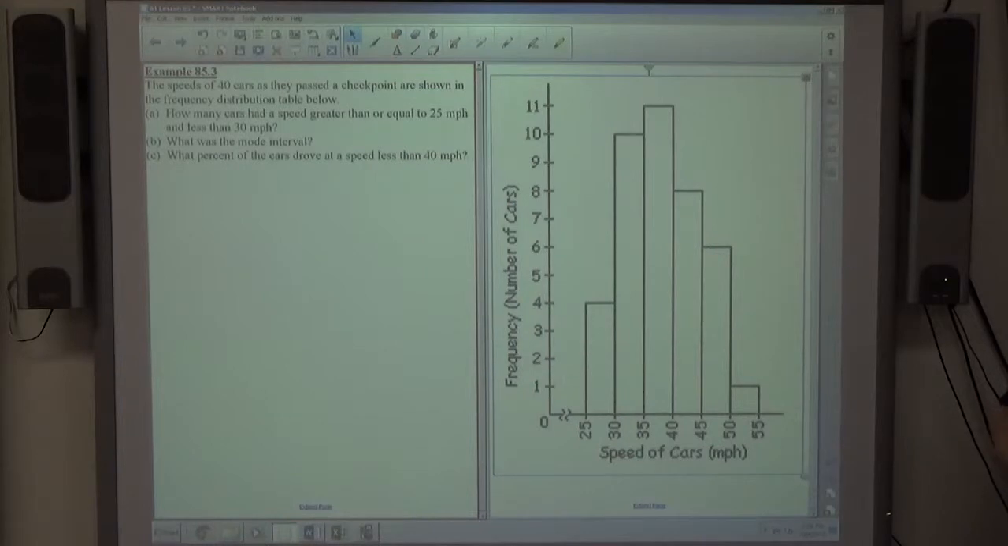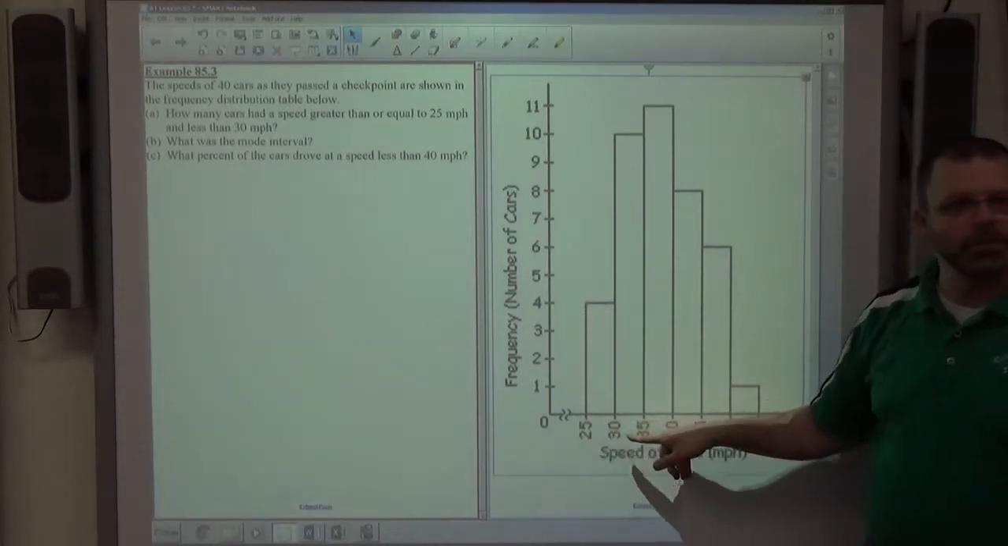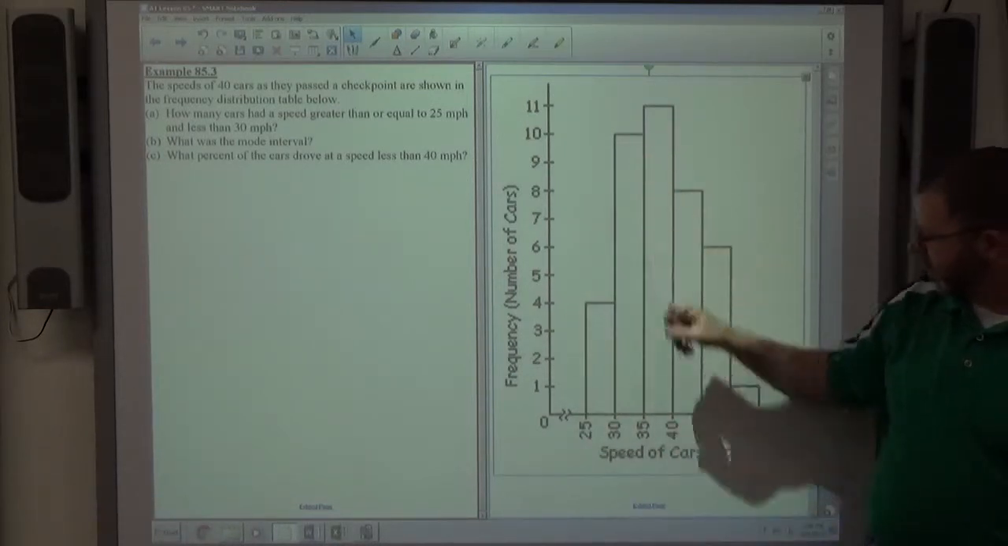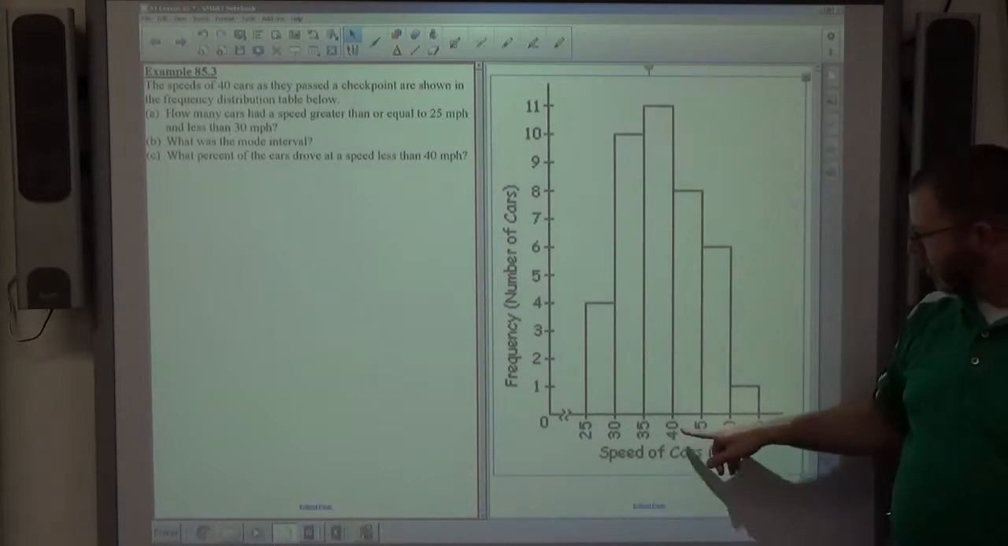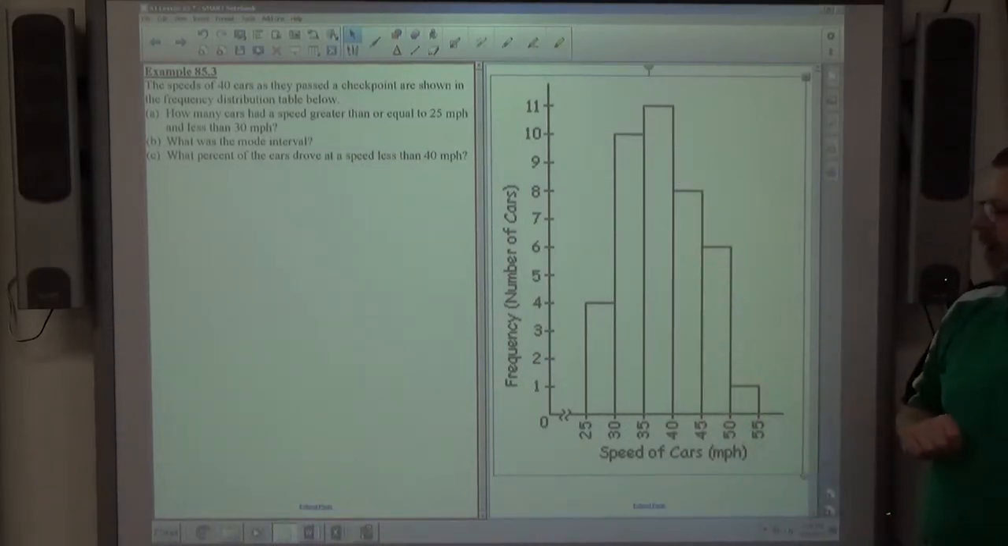A frequency distribution table simply tells you how many things did something. So cars between 25 and 30, there were 4 of them. Between 30 and 35, there were 10. Between 35 and 40, there were 11. Between 40 and 45, 8. 45 to 50, 6, and 50 to 55, 1.